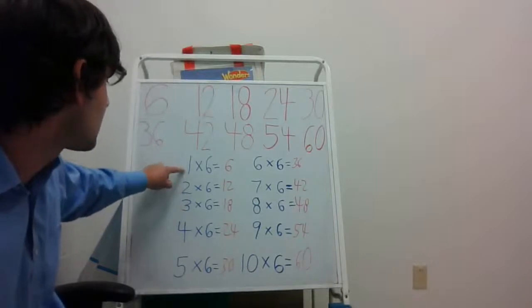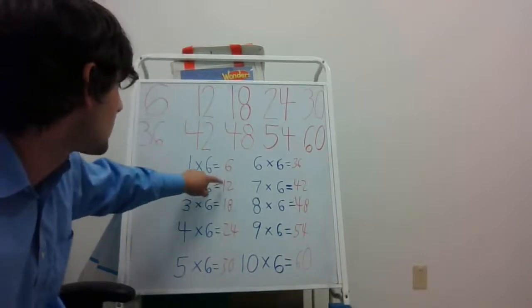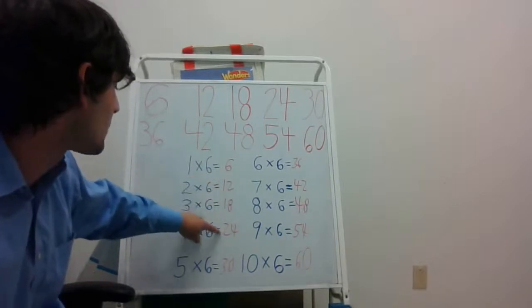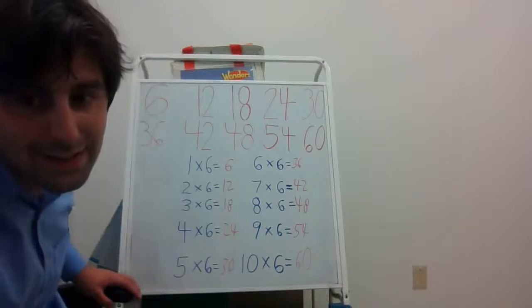1 times 6 is 6. 2 times 6 is 12. 12 is 6 more than 6. 18 is 6 more than 12. 24 is 6 more than 18. It just keeps going up by sixes.